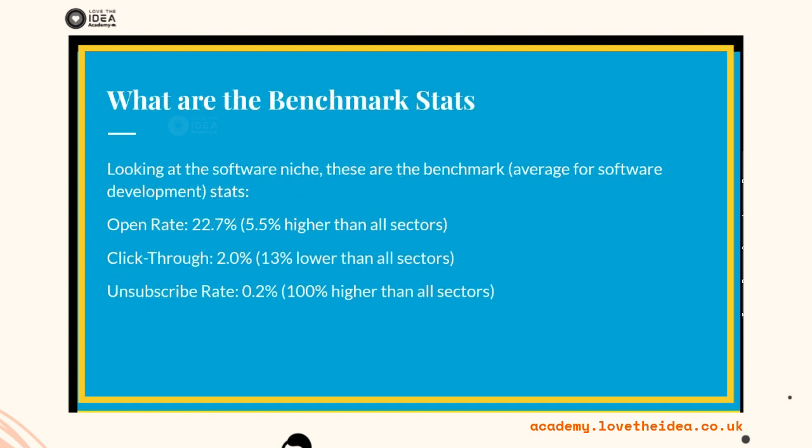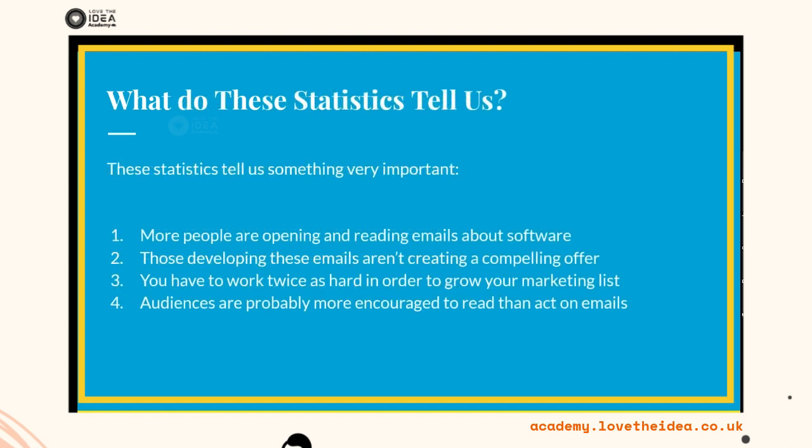Looking in the software niche, there are some benchmarks that you need to be looking at. So the open rate in software is 22.7%, which is 5.5% higher than all other sectors. The click-through rate is 2%, which is actually lower than all the rest of the sectors. So people are reading the emails more, but they're not clicking through as much. And then the unsubscribe rate is 0.2%, which is 100% higher than all other sectors. So more people are leaving these email campaigns and marketing lists as well.